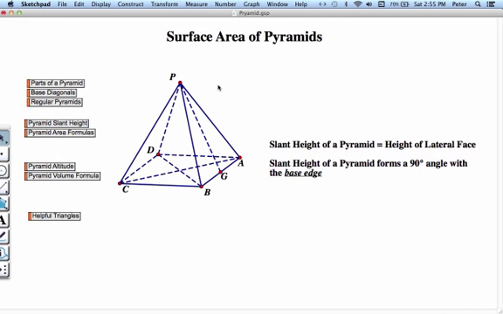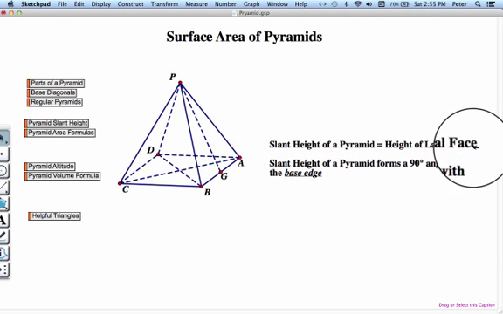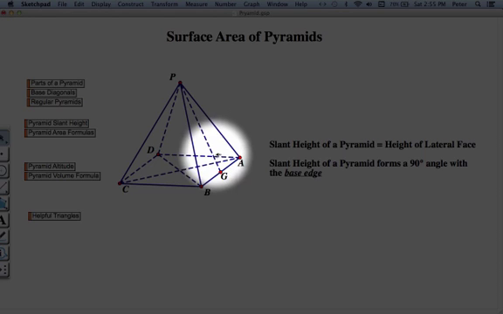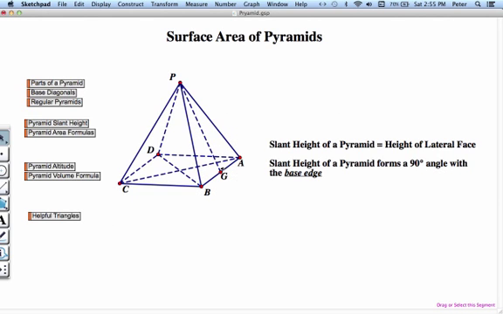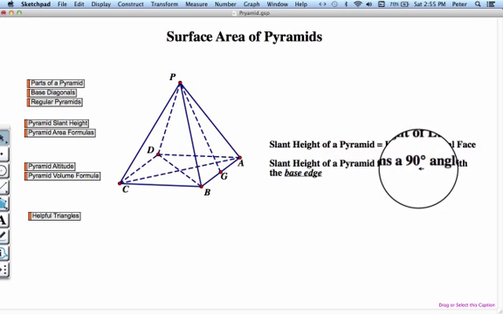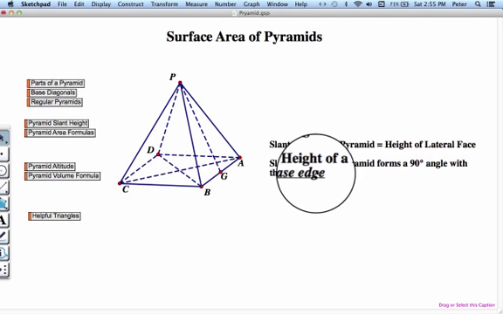The pyramid's slant height is the height of a lateral face. So what that means is each of the lateral faces is a triangle. The pyramid's slant height stretches from the vertex down to the midpoint of a base edge in a regular pyramid, and it meets that base edge at 90 degrees because it is the height of that triangular face.